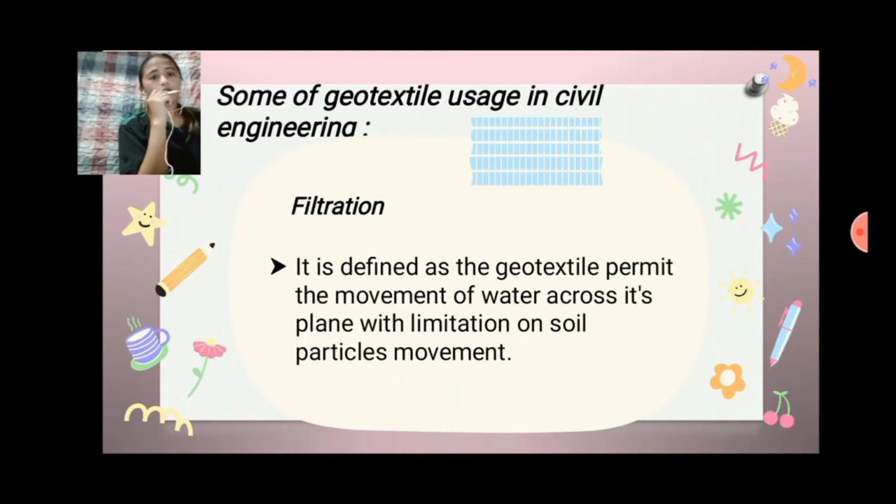Next, filtration. Filtration is defined as the geotextile permitting the movement of water across its plane with limitation of soil particle movement.